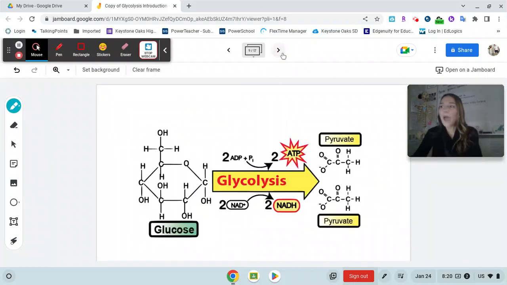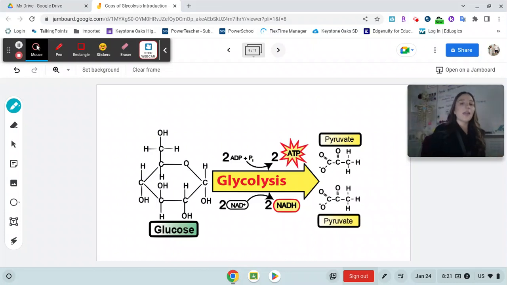So if you're like, Miss Culp, I get it. NADH is an electron carrier. It's full of energy. Great. But why do we care about that? Because it's one of the products we're going to make in cellular respiration's first step called glycolysis. We're going to make that right now, and we're going to use it later in the rest of cellular respiration.